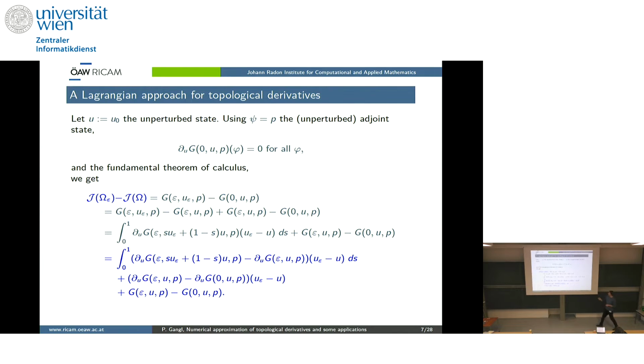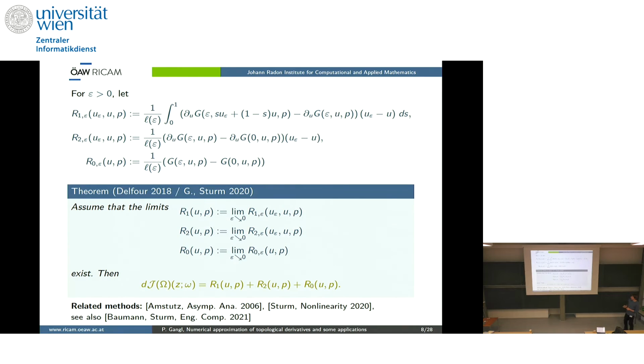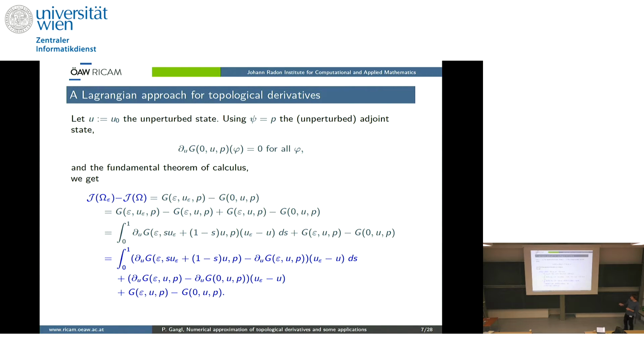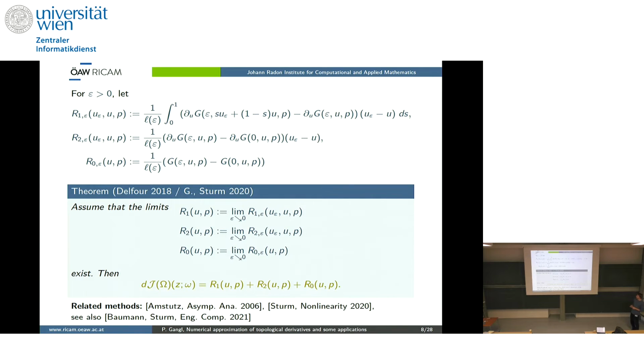This term is 0 due to the definition of the adjoint. Here it was important to use the adjoint as the third argument, because otherwise this term wouldn't be 0 and we couldn't have added it. Okay, so I've reorganized this difference of the unperturbed and the perturbed cost function in this way. And now it's easy to see that if for each of these three blue lines, the corresponding limit exists, then the topological derivative exists, and that's the statement of this theorem. So if these three limits exist, then the topological derivative is given as the sum of the three limits.